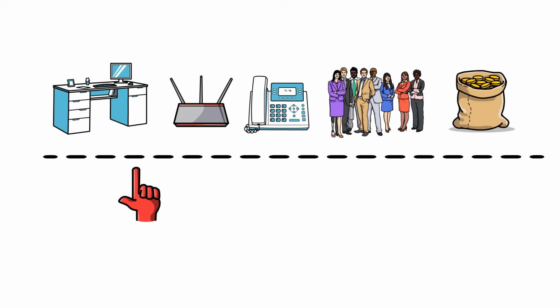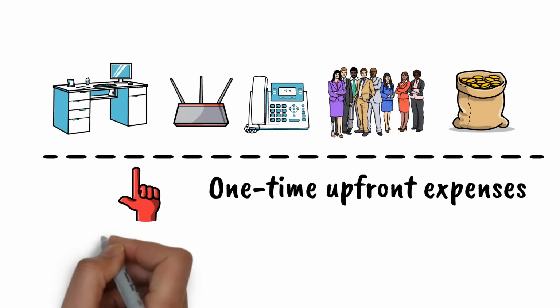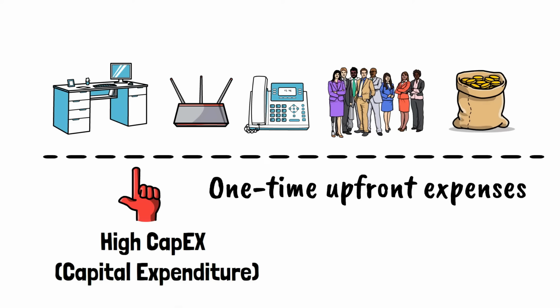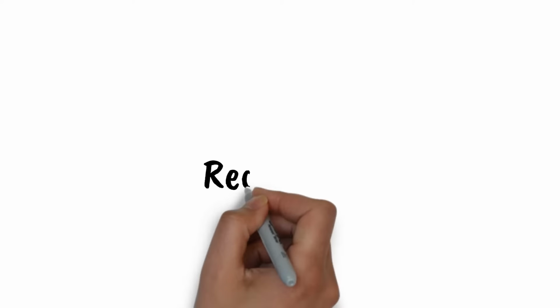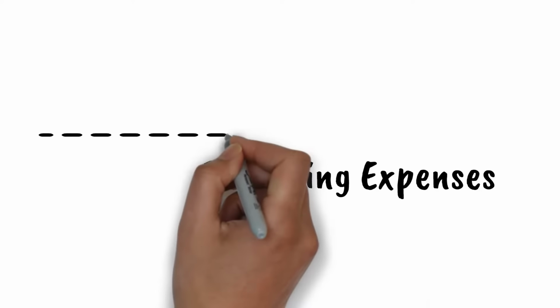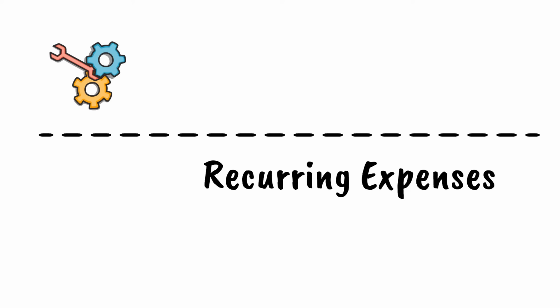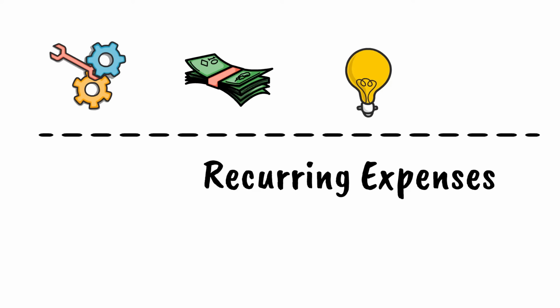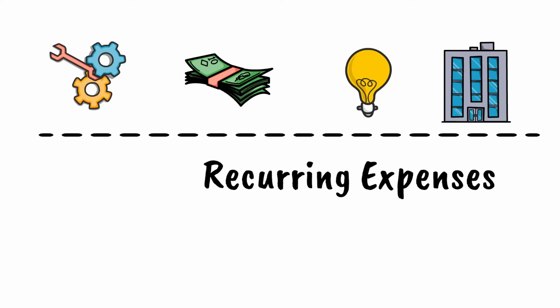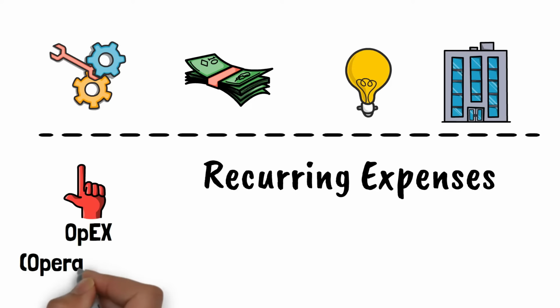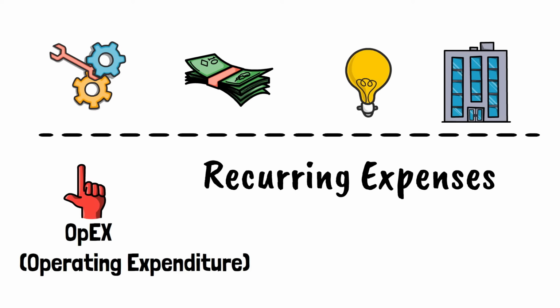These one time upfront expenses are also known as capex or capital expenditures. Then you would also have some recurring expenses such as cost of regular hardware maintenance, salaries to employees, electricity bills of the office, monthly building rentals, and so on. These recurring operating expenses are called OPEX or operational expenses.